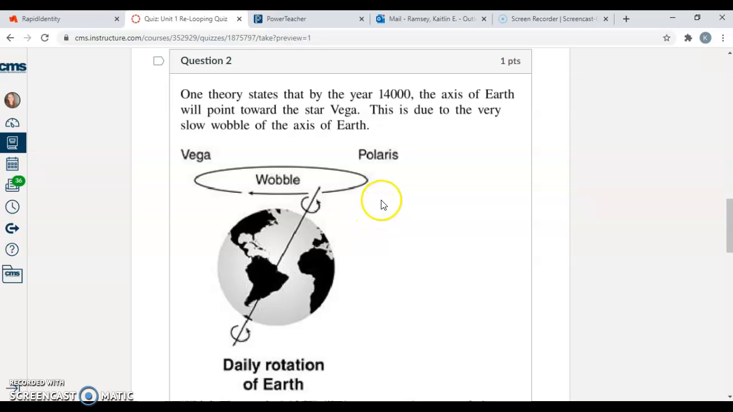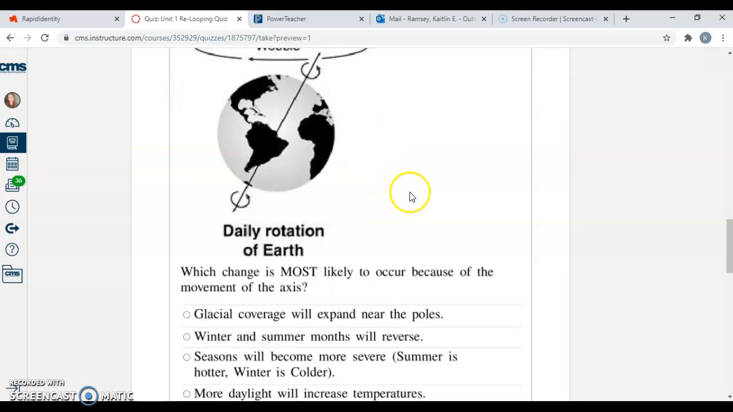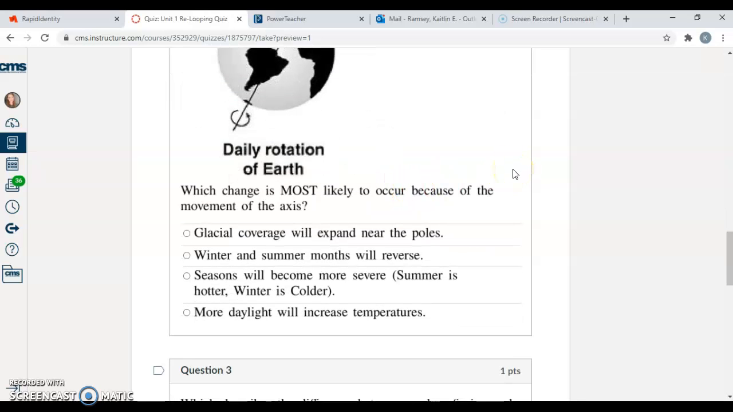So the change in the star is called a precession. And then the wobble of the Earth on its axis back and forth is called nutation. So this says which change is most likely to occur because of the movement of the axis. So it's asking what's most likely to occur because of the wobble of the planet.